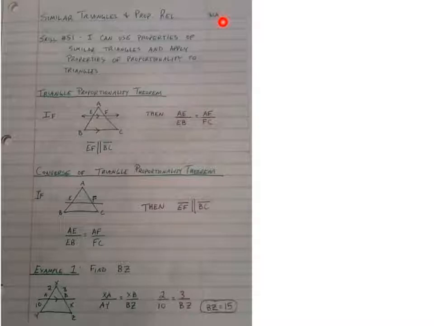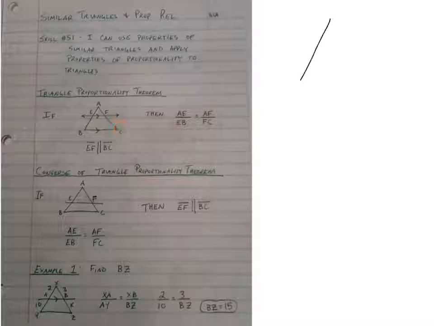Alright, the first proportional relationship we have within similar triangles is the triangle proportionality theorem, which says if you have a triangle ABC, and ABC is intersected with a line that is parallel to the base, so if EF is parallel to BC, then we can say that AE to EB is equal to AF to FC.